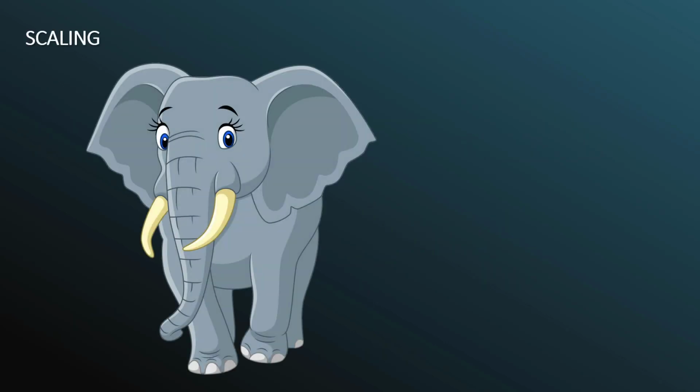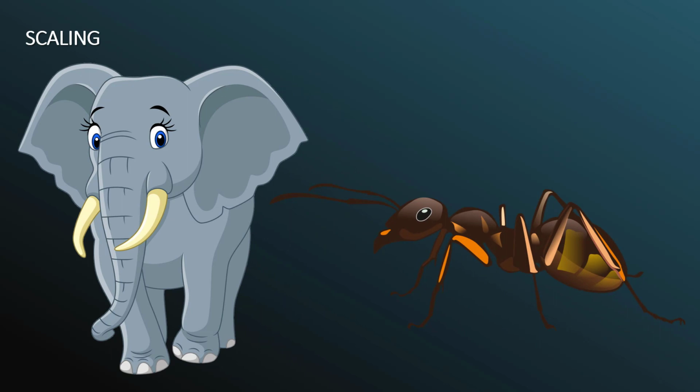Scaling. Consider an elephant and an ant. Ants, as we know, are strong for their size. If an ant were scaled up to the size of an elephant, would it be stronger than the elephant? The answer is actually no. Such an ant would barely be able to lift its own weight. But why is that? As the size of an object increases, it grows heavier faster than it grows stronger.